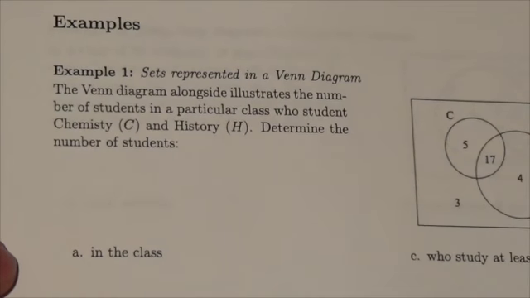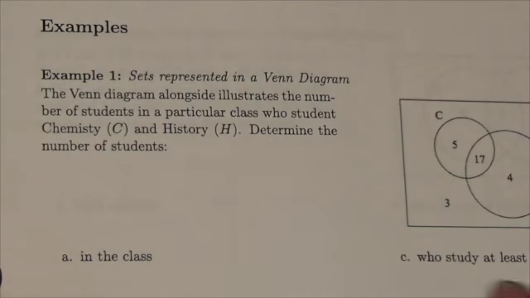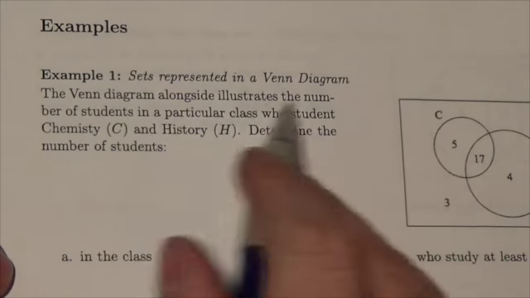Hi everybody, this is the IB package on probability and set theory. This is the section specifically on sets, and this is example 1. So, sets represented in a Venn diagram.